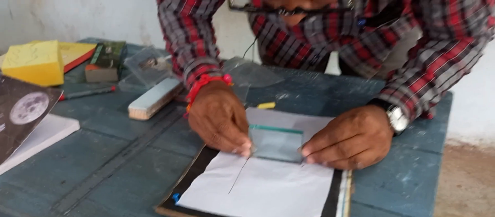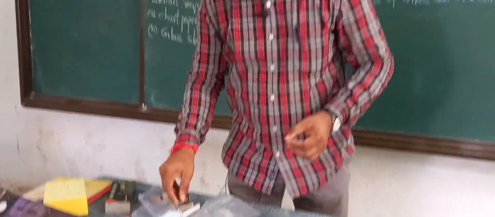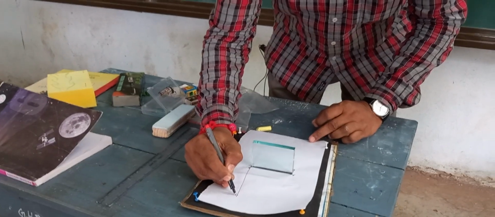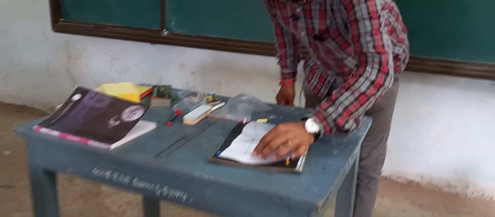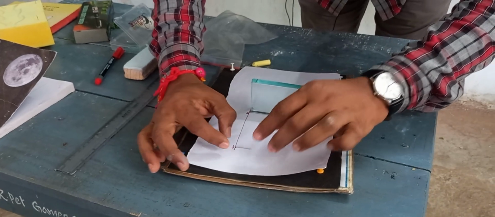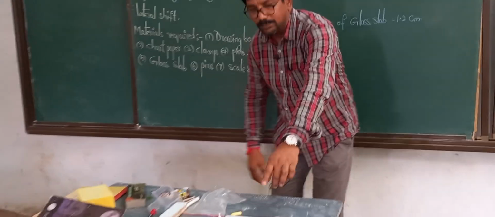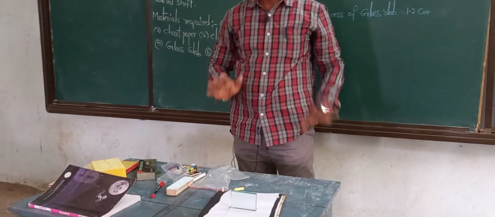Now observe this carefully. I am keeping the glass slab again in its original position. Now take the nail. I fixed a point, this is the point P. Now at the point P on the perpendicular, keep the nail horizontally to the side AB. I kept the nail at the point P, which is parallel to the side AB. Are you clear about that one?